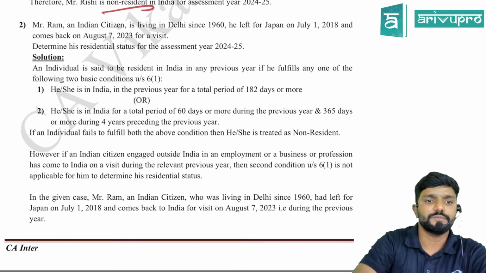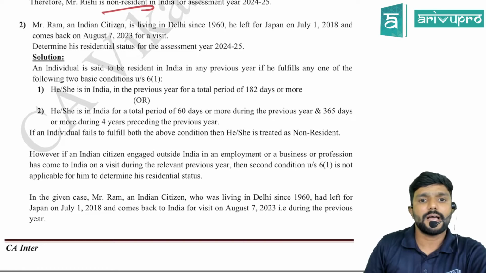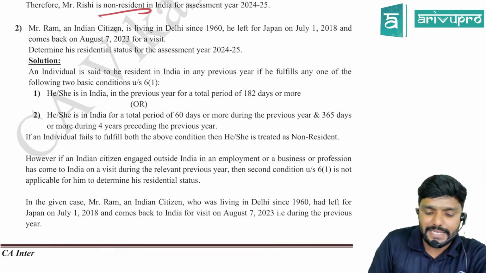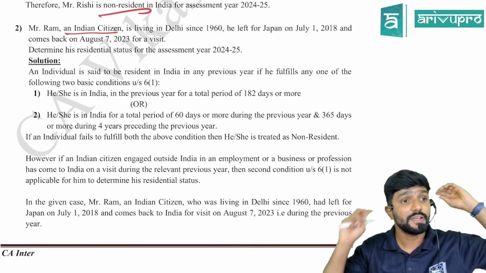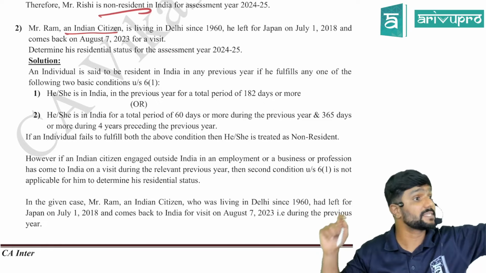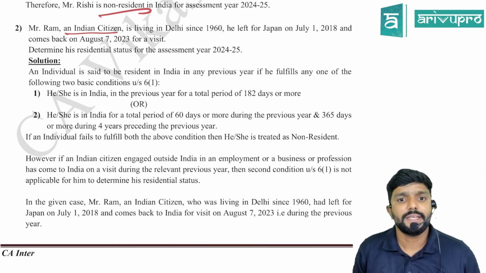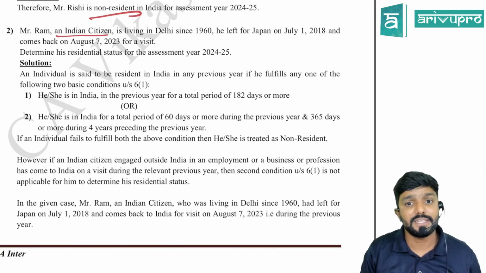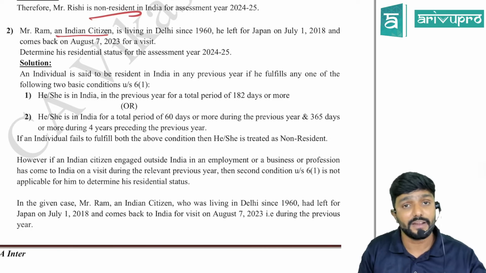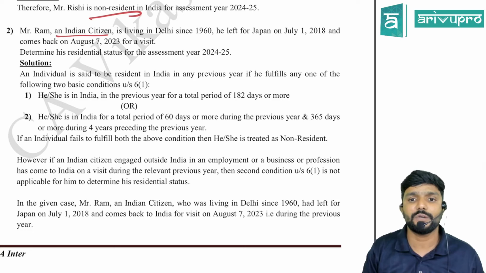Next, second question. Mr. Ram, an Indian citizen. Catch one thing there: Indian citizen. So you have to be very careful with exceptions. He is living in Delhi since 1960. Delhi where? India. He left for Japan on 1st July 2018 and comes back on August 7, 2023.